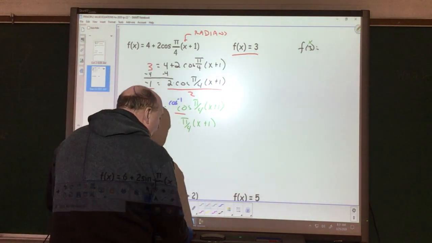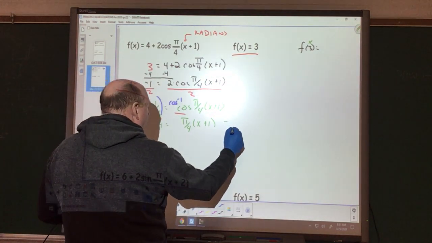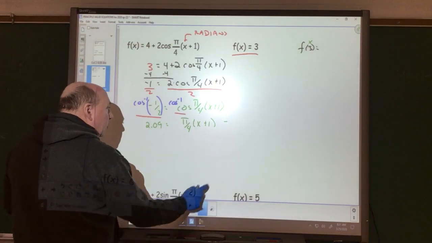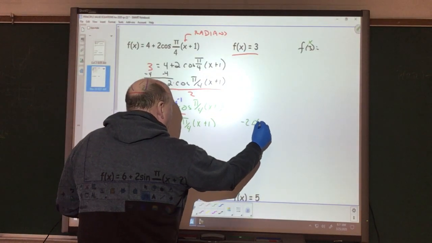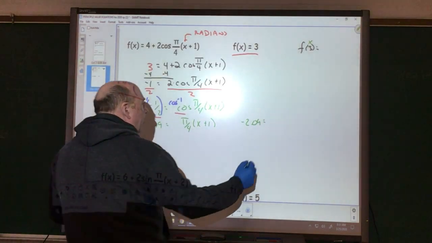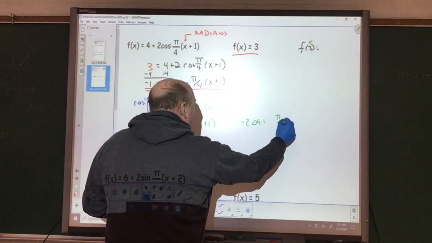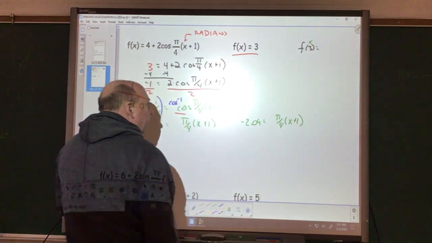So we have the opposite, which is negative, I'll give a little bit more space there. Negative 2.09 is equal to pi over 4 x plus 1.